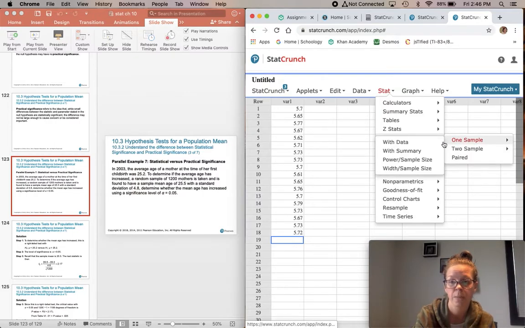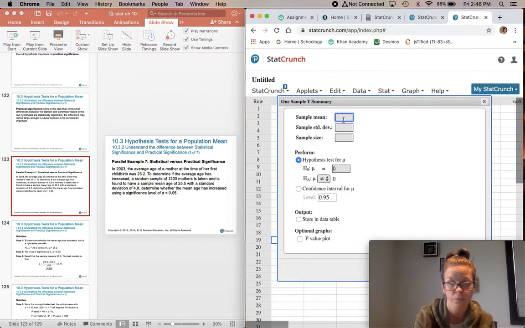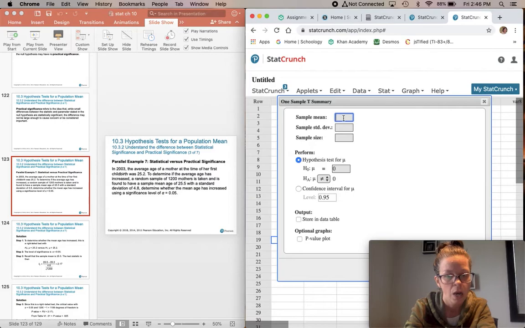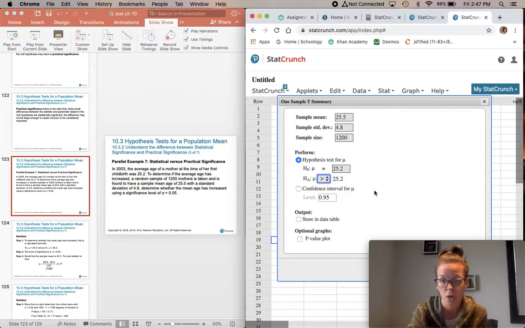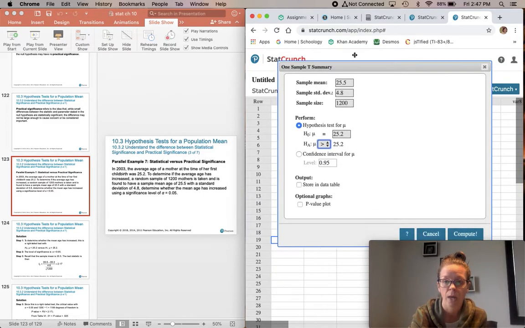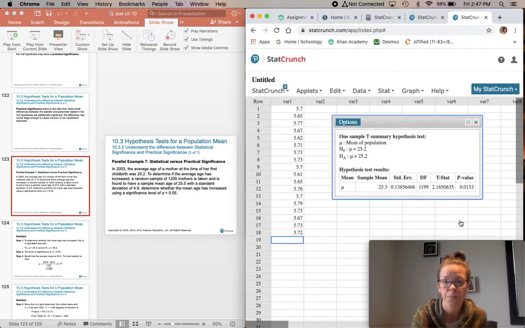T-stats, one sample, summary. It did not give us all 1,200 pieces of data. Sample mean was 25.5. Sample standard deviation, 4.8. Sample size, 1,200. The hypothesis value was 25.2, and our researcher is wondering, has it increased? Are women waiting longer before beginning a family? So we're going to go ahead and run our test.